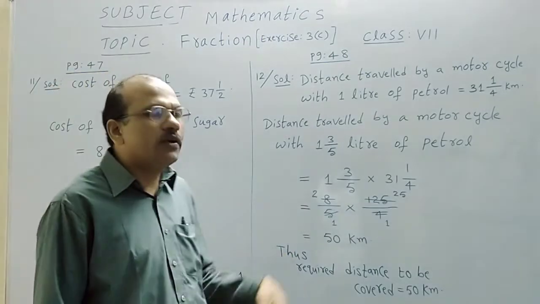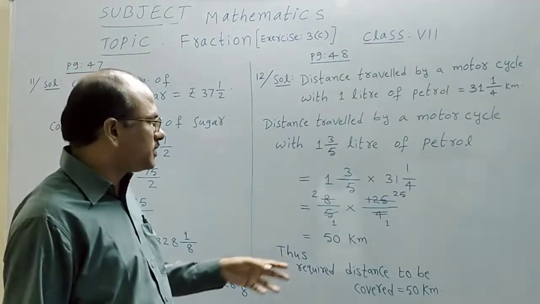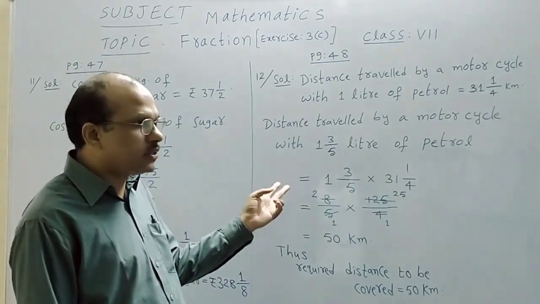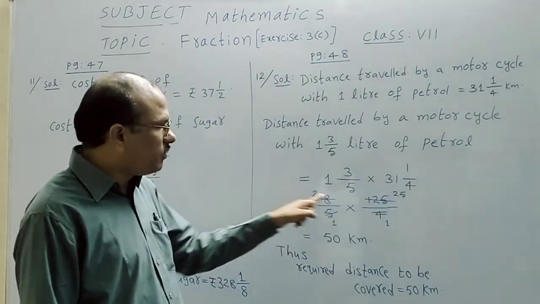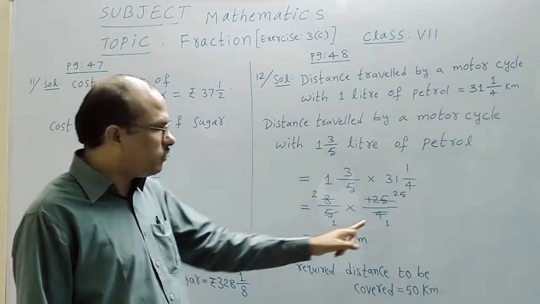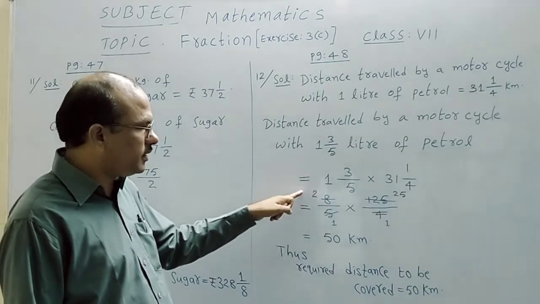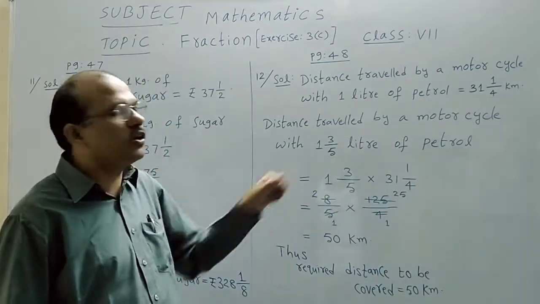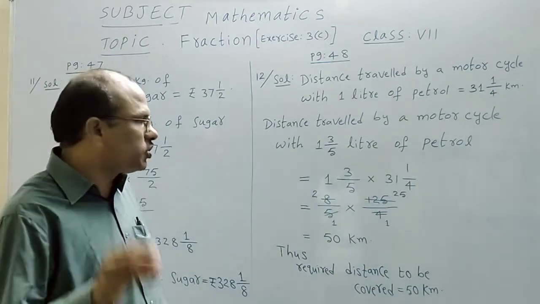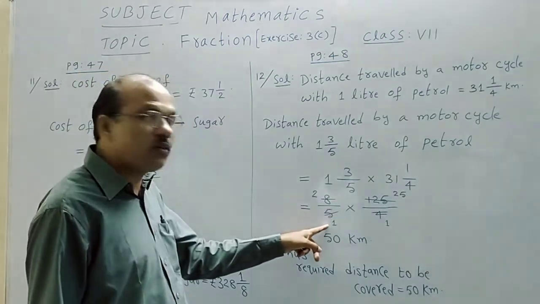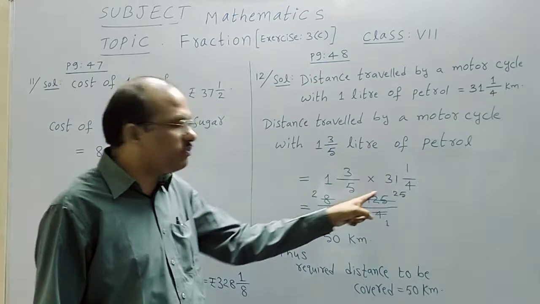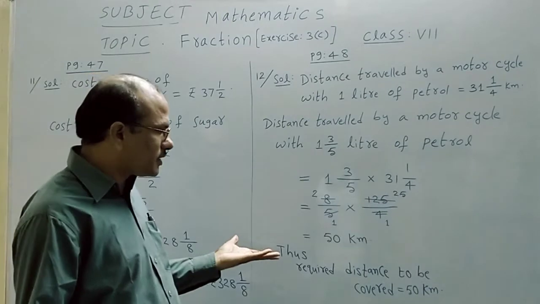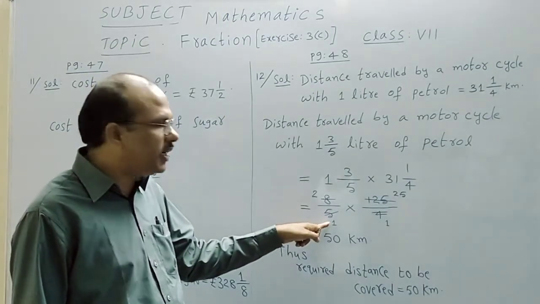Afterwards I checked whether any cancellation is possible. Yes, 4 and 8 can cancel with the fourth table: 4 ones are 4, 4 twos are 8. Afterwards 5 and 125 also cancel with the 5 table: 5 ones are 5, 5 25s are 125. Now no more cancellation. The denominators are left with 1 and 1 only.